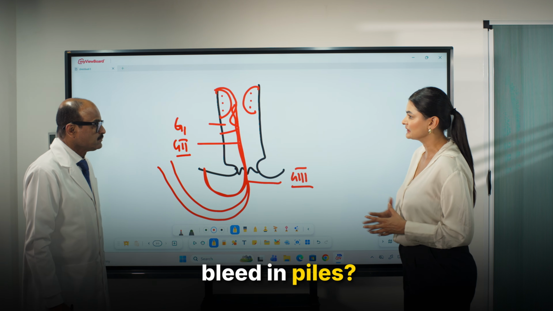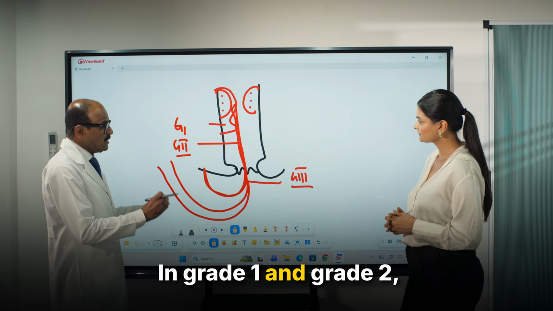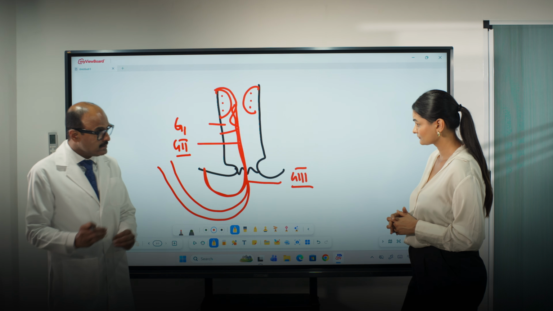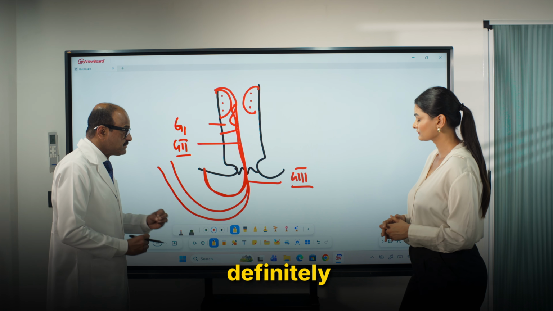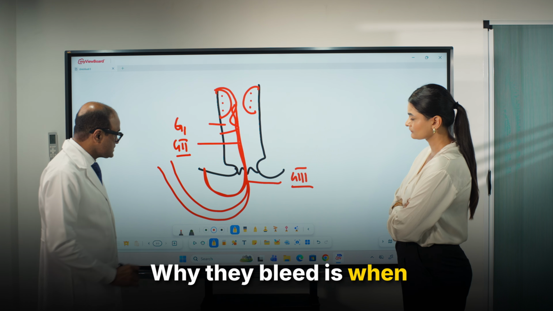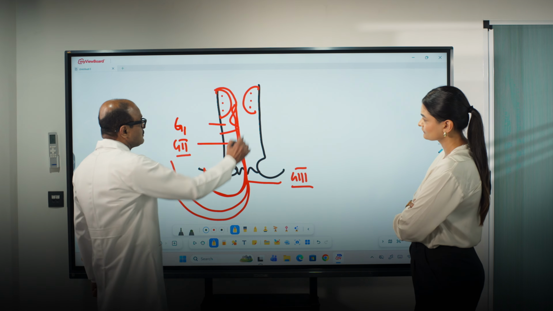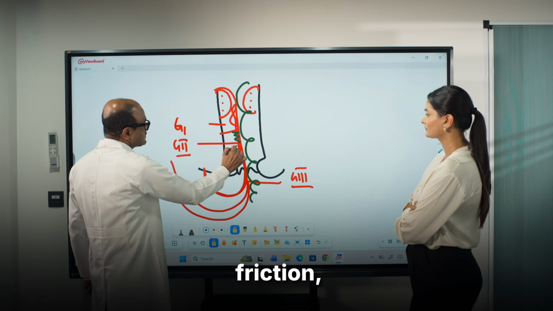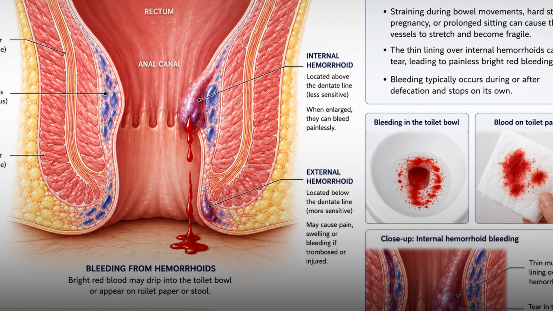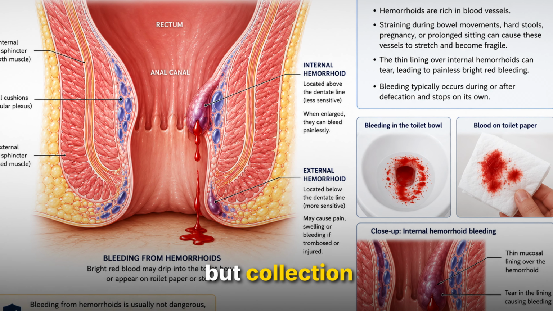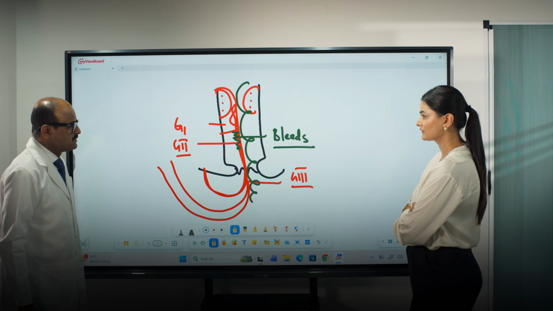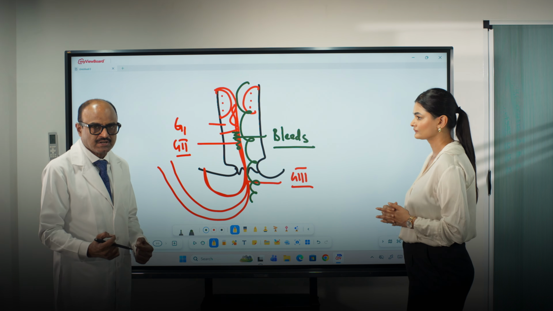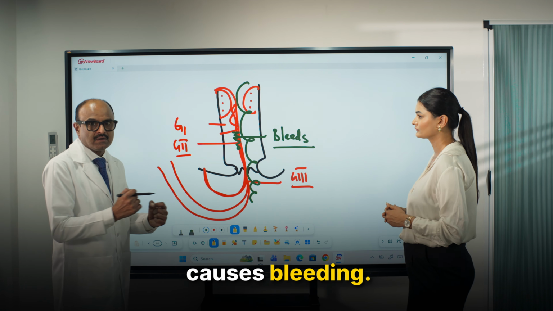Why does it bleed in piles? In grade 1 and grade 2, sometimes grade 3 also, patients may not bleed. But in grade 4, definitely they will bleed. They bleed when they pass stools, when the stool is coming out from the anal canal like this, because of friction. Piles is nothing but a collection of blood vessels, so when the stool passes, the friction causes bleeding.